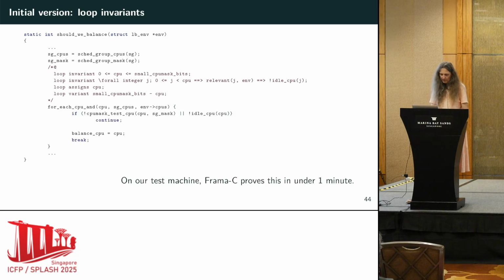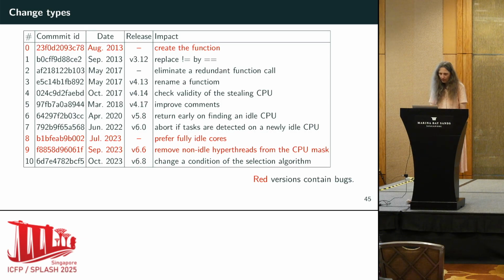And so on our test machine, we have this code, we have the specifications, and the proof takes around 1 minute, which is perhaps completely acceptable. And so here we have the history of what has happened to this function over time. So we have about 10 changes plus that one we added ourselves.